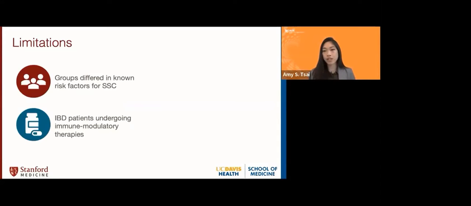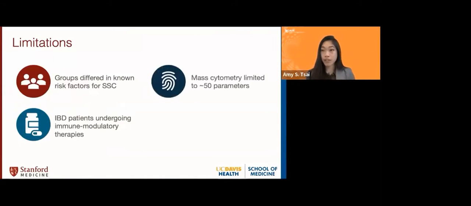However, post-hoc analysis shows that our predictive models remain significant even when accounting for these confounding variables, which suggests that differences in the immune system between these two arms are not predominantly due to clinical or demographic risk factors. Mass cytometry is currently limited to approximately 50 parameters, which means that smaller and novel immune cell subsets may have been precluded from the analysis.